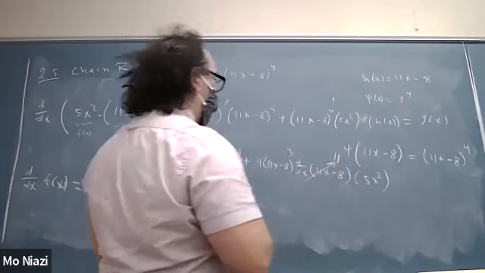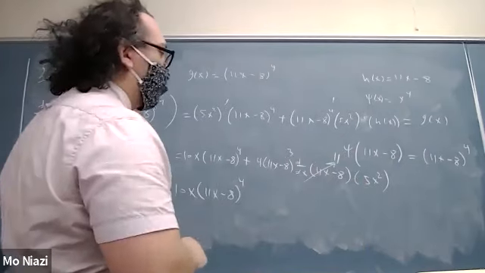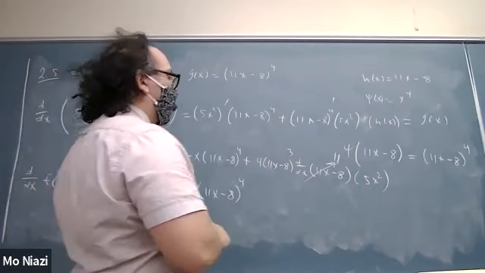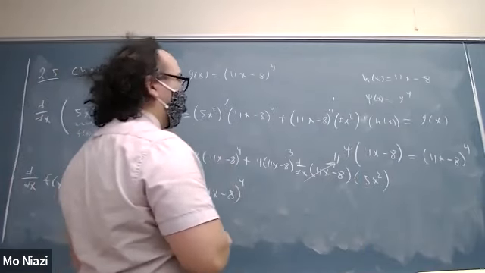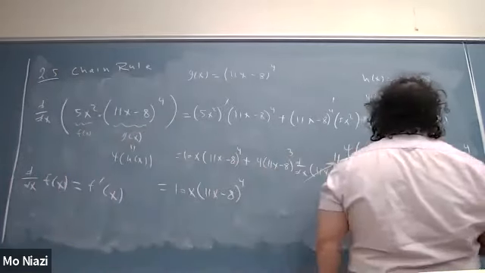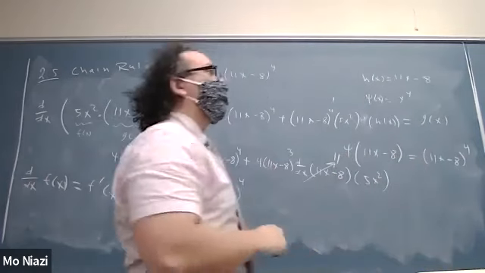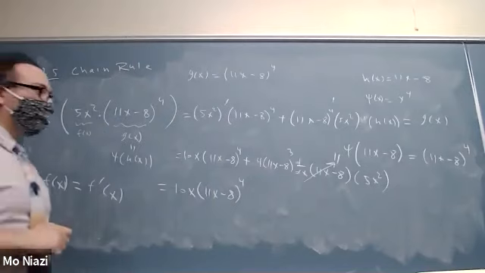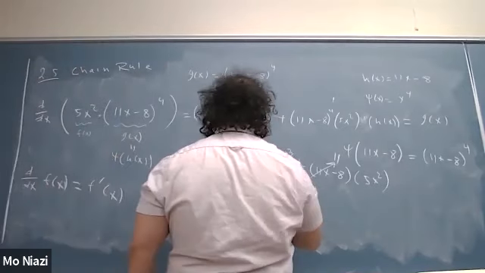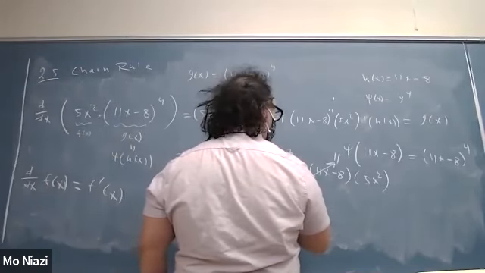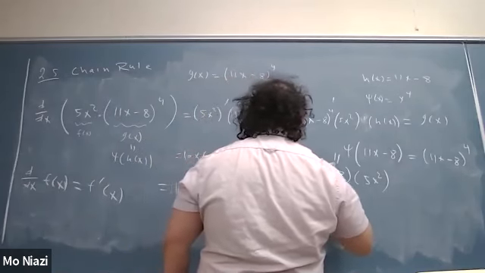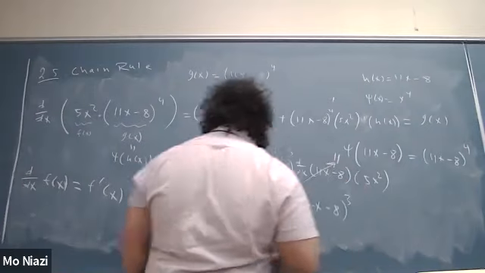What do we get there? That's 11 times 5 is 55 times 4. So that's 120. 55 times 4? Yeah. So 4 times 50 is 200, and 4 times 5 is 20, so 220. So this becomes 220x squared times 11x minus 8 cubed.